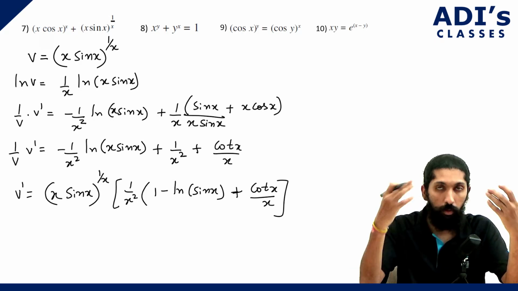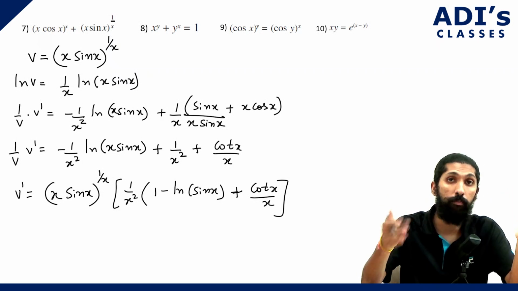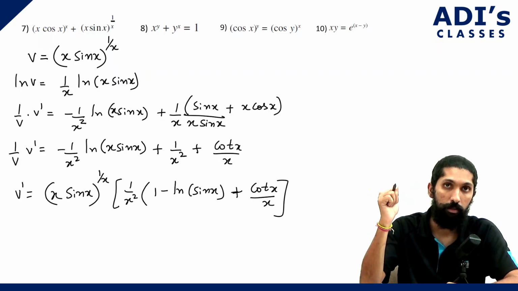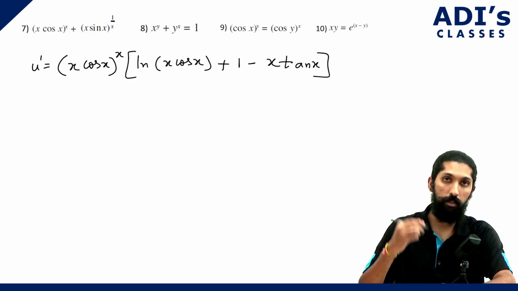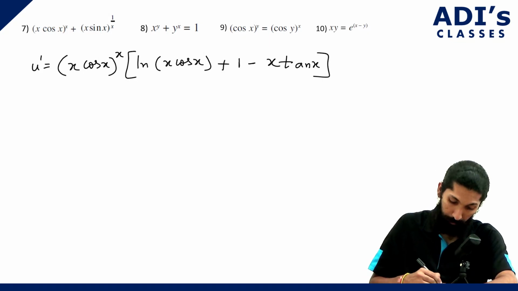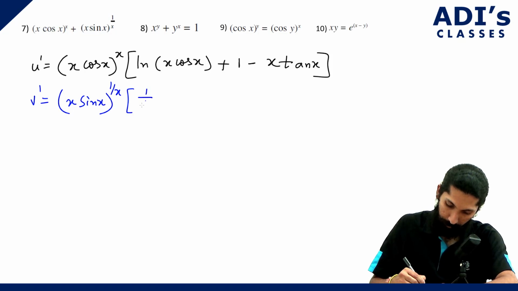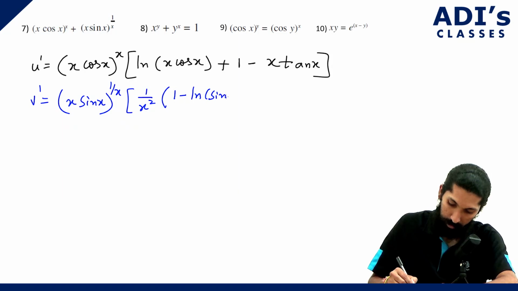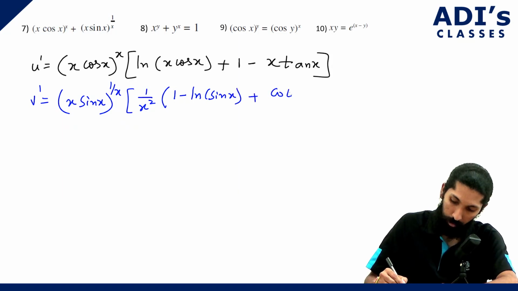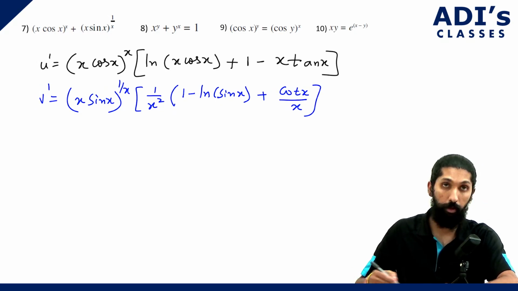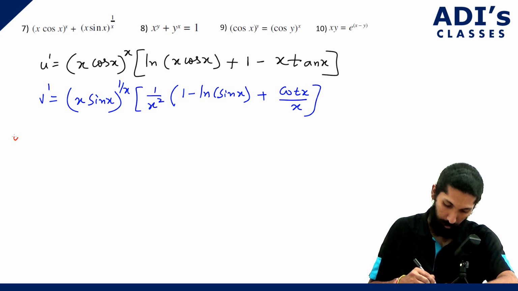Guys, u dash is also quite a big term. v dash is also a big term. Now we need to add these two. That's how you are going to get y dash, correct? So let's do this one. This is the value of u dash, correct? And v dash is basically (x sin x) to the power 1 by x into 1 by x square into 1 minus log of sin x plus cot x divided by x, correct? So y dash is equal to, guys, you just have to add these two.